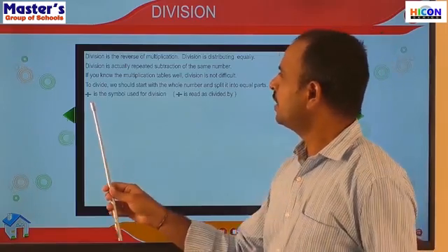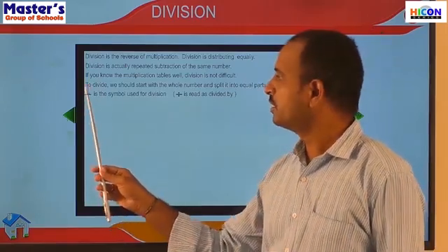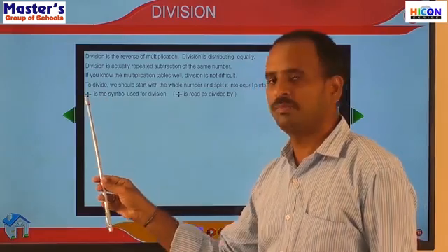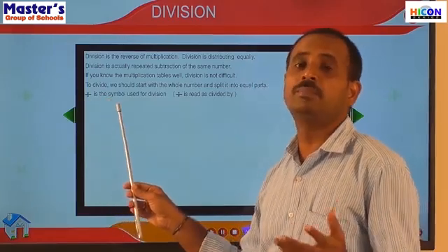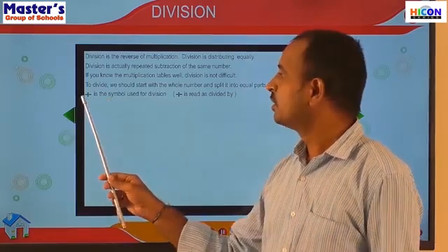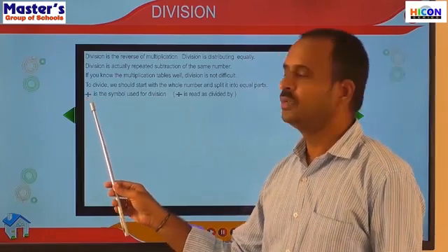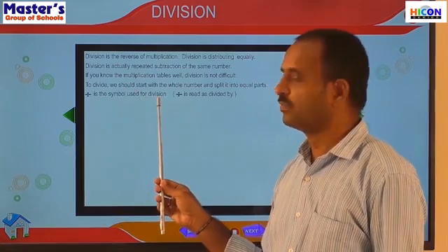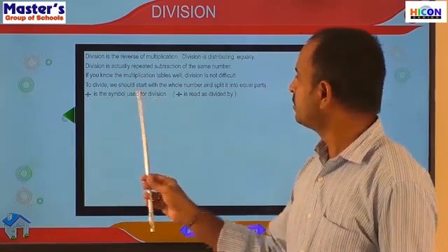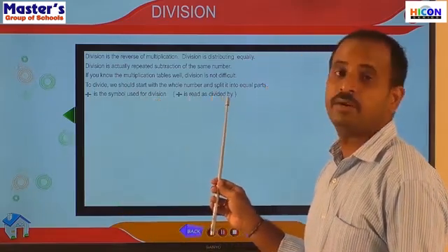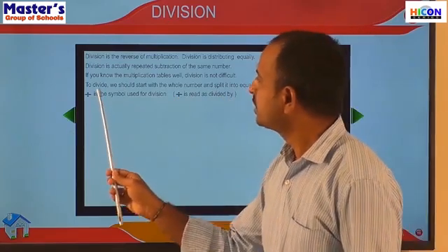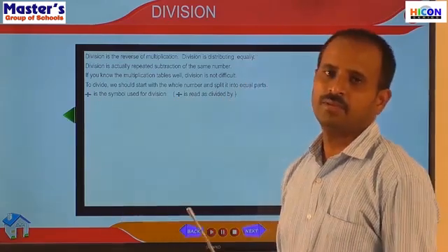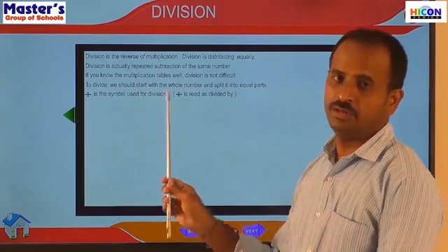So children, what is the symbol? Do you remember how we can read this symbol? You have already learned about this symbol in the previous class, that is, in the first class. This is the symbol used for division. We can read this symbol as divided by. So the symbol is divided by, and it is used for division.